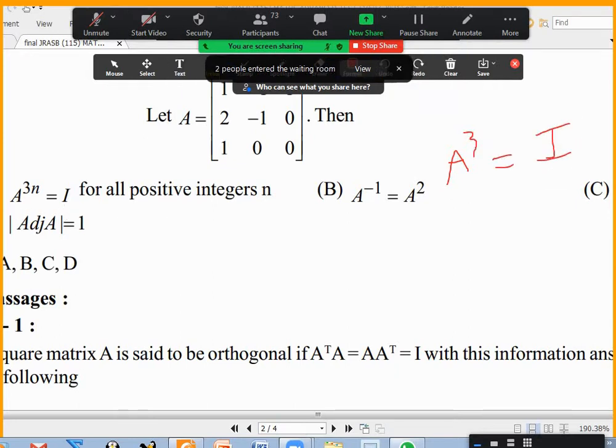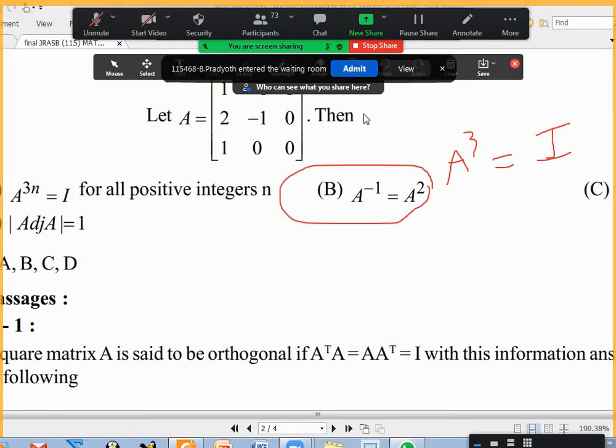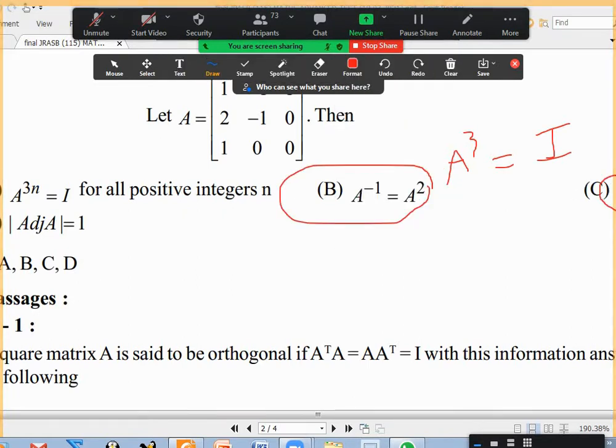With that, first three options you can tell, because A inverse equal to A square, and you multiply A on both sides, you will get A power 4 equal to A. And if A cube is I, A power 6 also will be identity matrix. A power 9 you can do whole square, whole cube, whole power 4. That's option A. Just by proving A cube equal to I, we can tell A, B, C. Is that okay?